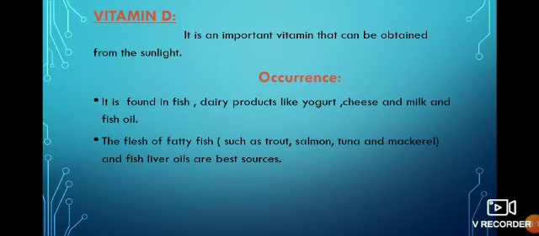Vitamin D. It's important and well known for gaining it from sunlight. Its occurrence is found in fish, dairy products like yogurt, cheese, milk, and fish oils. It is present in flesh of fatty fish such as trout, salmon, tuna, and liver fishes. Fish liver oils are the best sources.